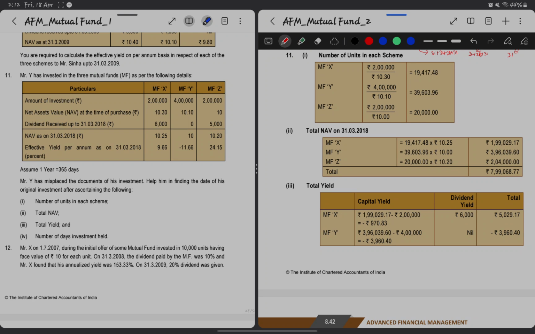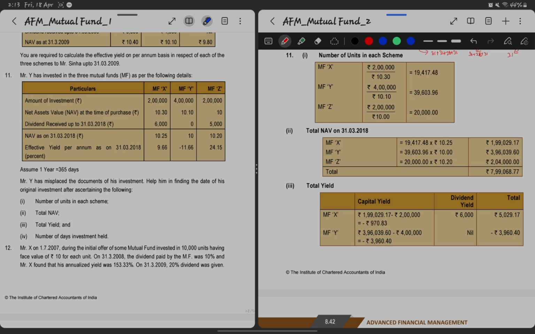Practical question 11. Mr. Y has invested in 3 mutual funds as per the following details: mutual fund X, mutual fund Y and mutual fund Z. The amount of investment is given, the NAV at the date of purchase is given, but the date of purchase is not given. The dividend received up to 31st March 2018 during the period of the mutual fund investment is given, and then the NAV as on 31st March 2018 is given.